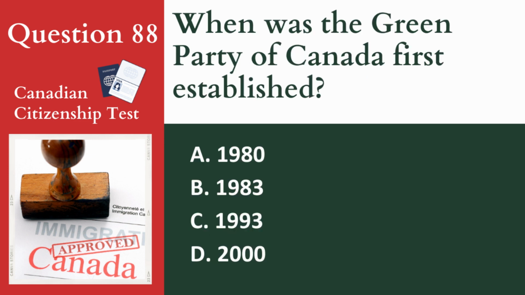Question 88. When was the Green Party of Canada first established? A. 1980. B. 1983. C. 1993. D. 2000. Answer B. 1983. The Green Party of Canada was established in 1983, advocating for environmental issues and sustainable development.